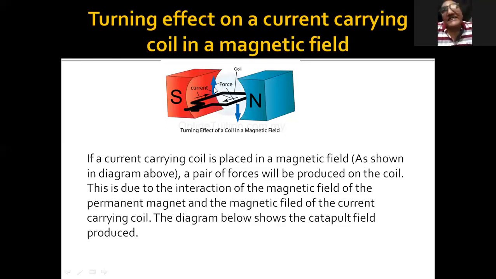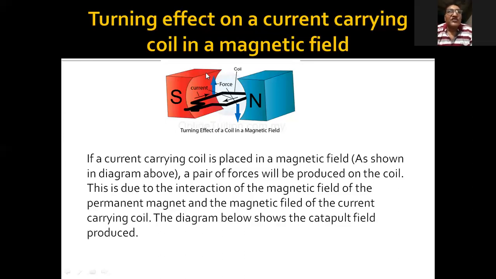Now let's consider this left side of the coil. The current is going in that direction, and the magnetic field is going from north to south. Applying the left hand rule, the magnetic field is going in this direction and the current is going away from me. My thumb is pointing upward. The force from the left hand rule, I can predict, is in the upward direction.